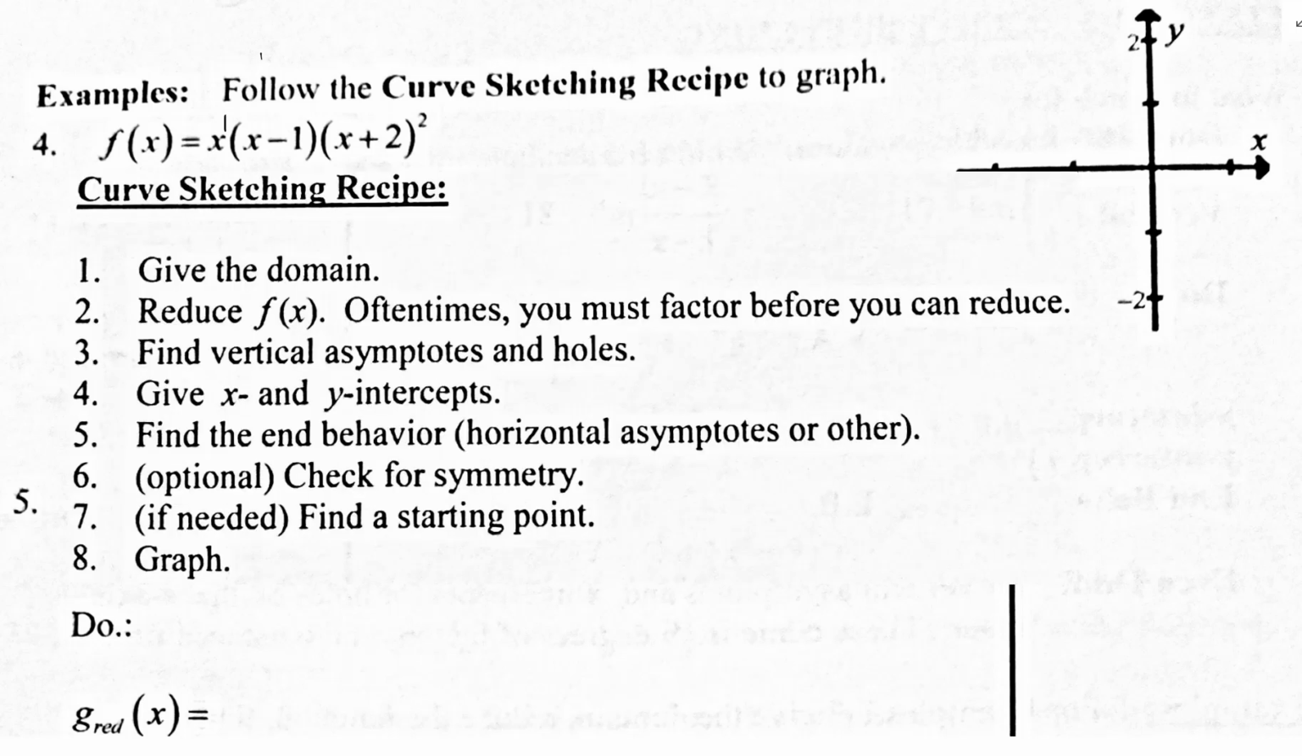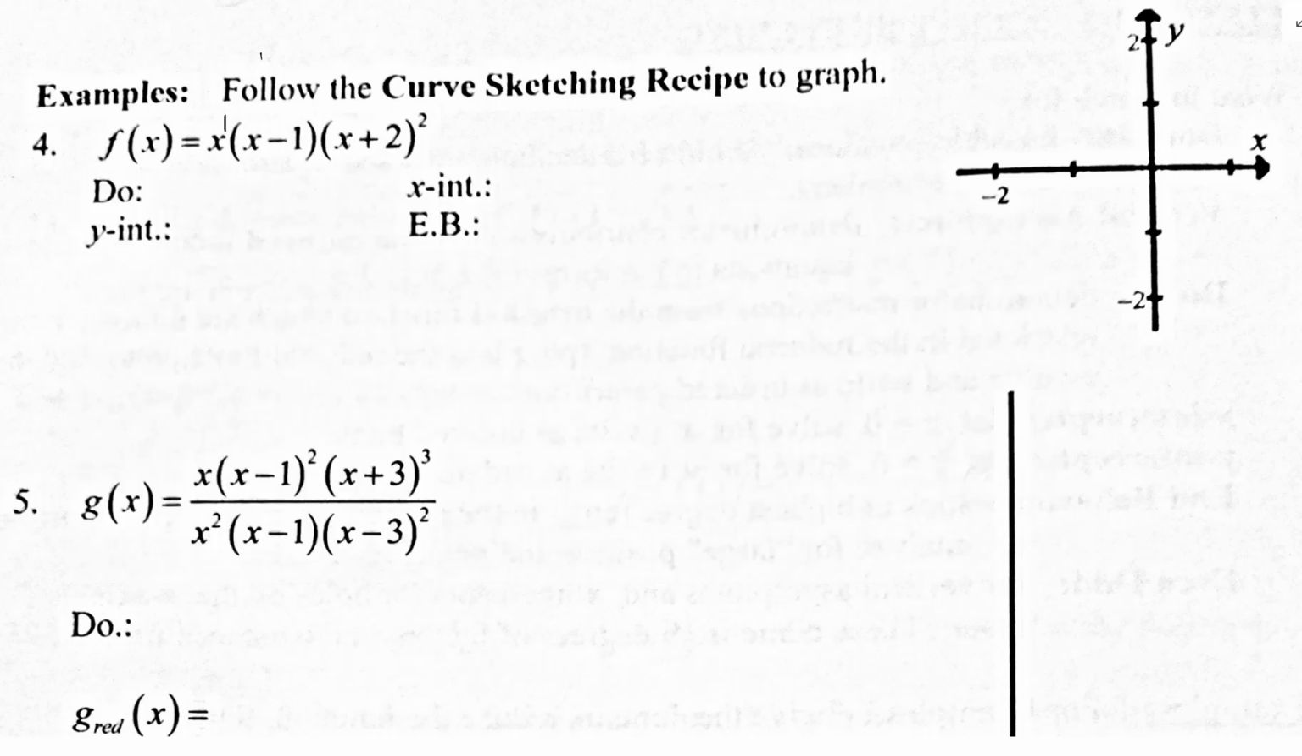Follow the curve sketching recipe to graph. The first thing we're going to do is figure out what the domain is. This is a polynomial function. A polynomial is continuous from negative infinity to infinity. So the domain here is negative infinity to infinity. All real numbers are part of the domain.